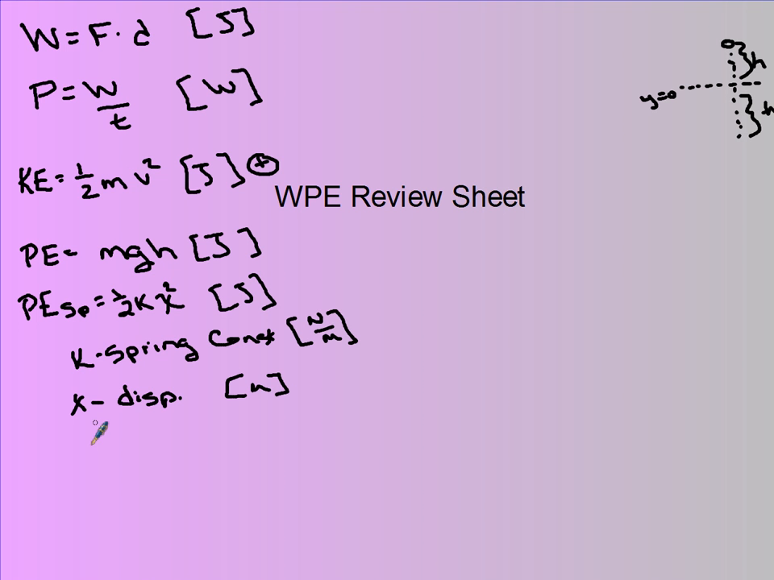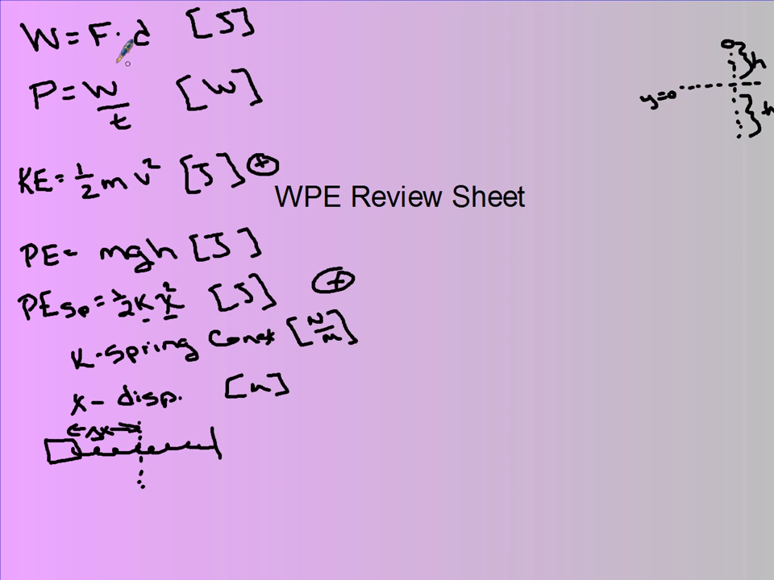So a picture of a spring would be, say we have a block and we have a spring, and say it's stretched out. If this is the equilibrium point, this distance right here will be delta x. Now, spring potential energy is always positive. You can't have a negative spring potential energy because x is squared and k is positive.